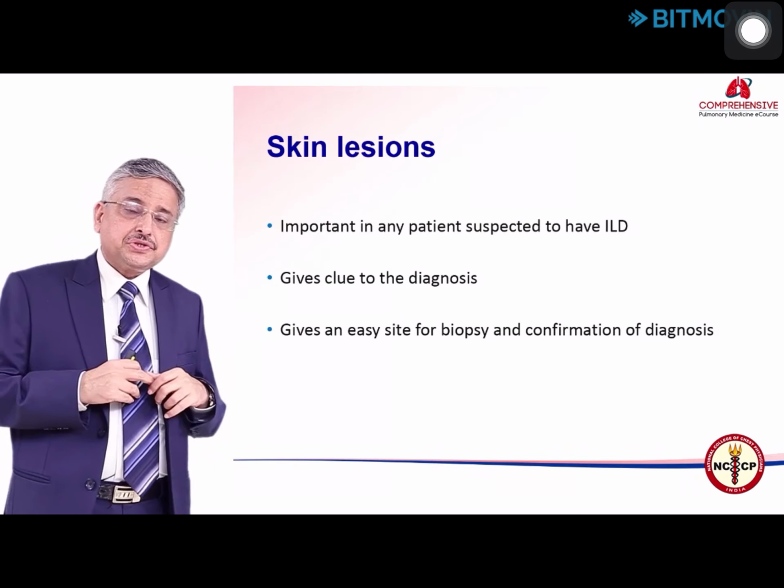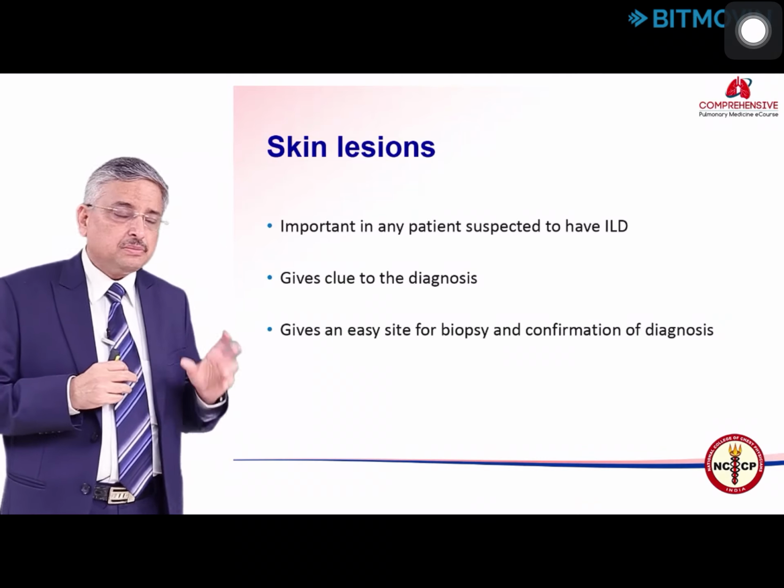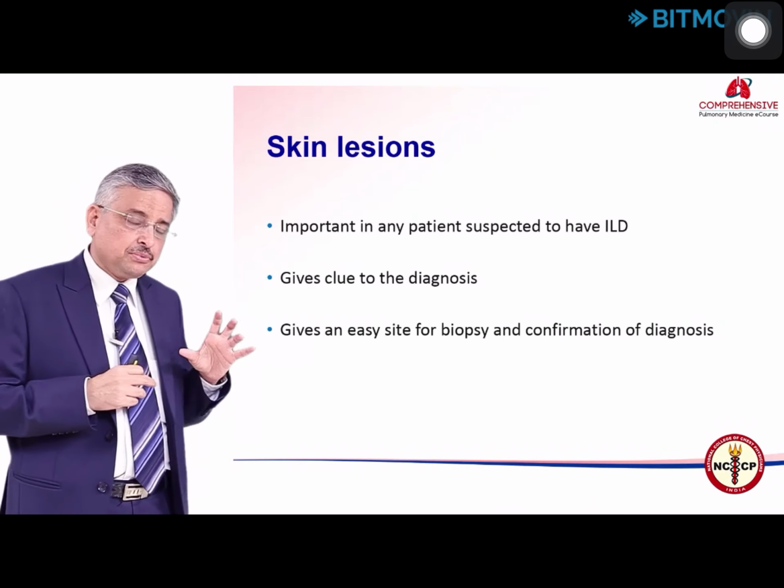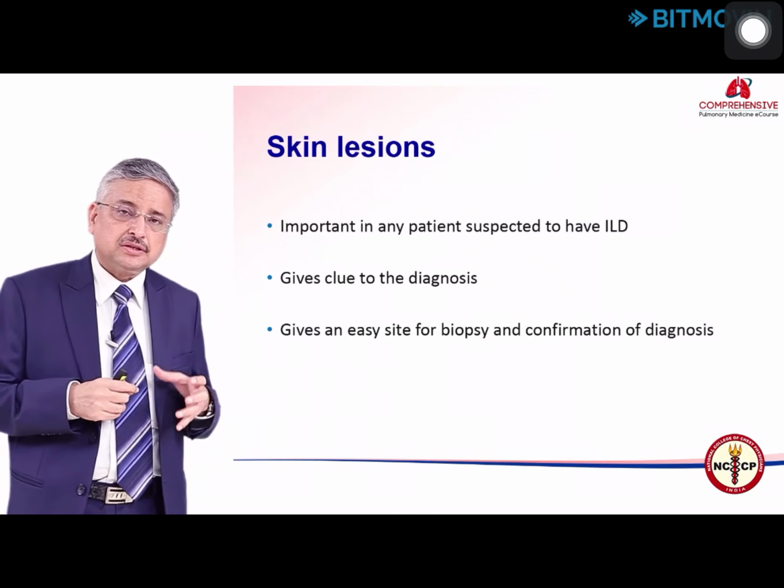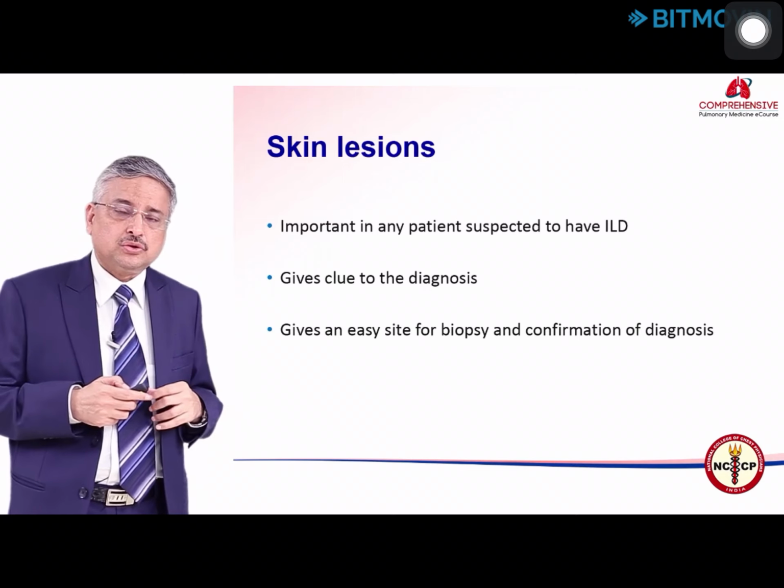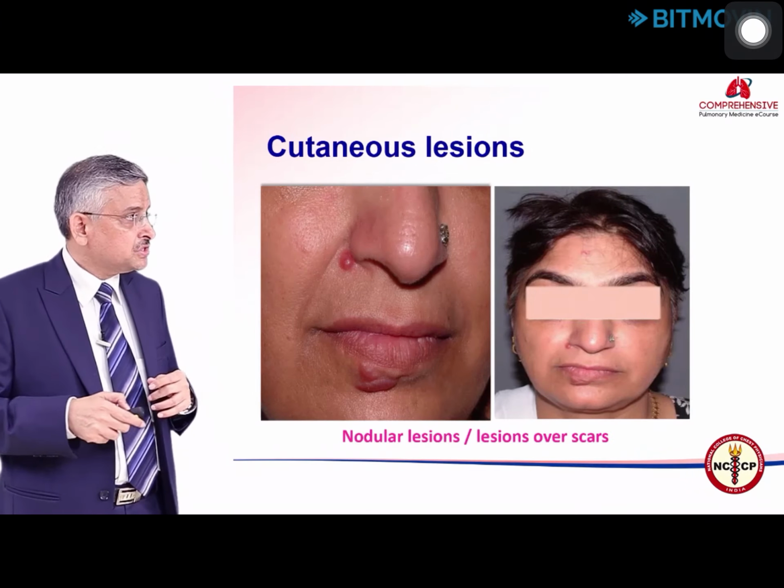One important thing in interstitial lung disease is to do a detailed skin examination. You may find some lesion in the skin which may not only help you or give you a clue to the diagnosis, it may also give you a site to biopsy, and that may tell you what is the underlying disorder if you are able to do a biopsy. So, these are some cutaneous lesions in some of our patients.